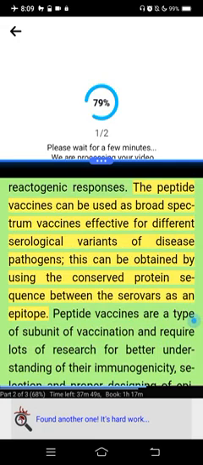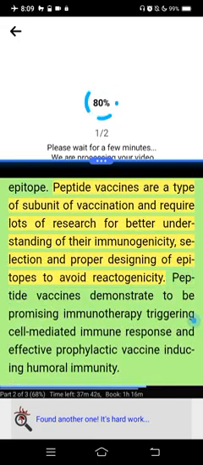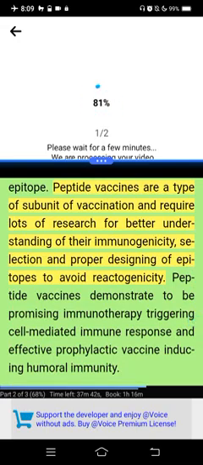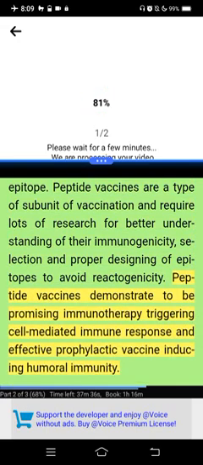The peptide vaccines can be used as broad-spectrum vaccines effective for different serological variants of disease pathogens. This can be obtained by using the conserved protein sequence between the serovars as an epitope. Peptide vaccines are a type of subunit vaccination and require lots of research for better understanding of their immunogenicity, selection, and proper designing of epitopes to avoid reactogenicity. Peptide vaccines demonstrate to be promising immunotherapy triggering cell-mediated immune response and effective prophylactic vaccine inducing humoral immunity.